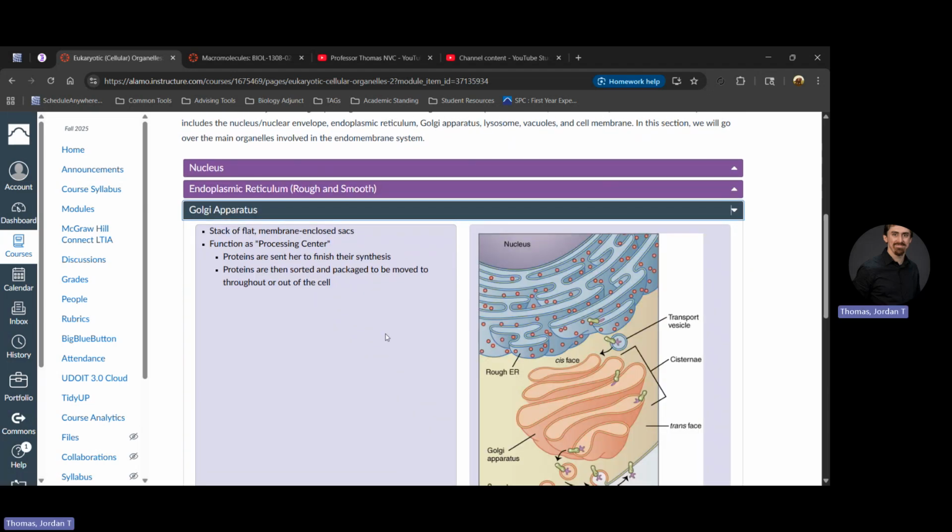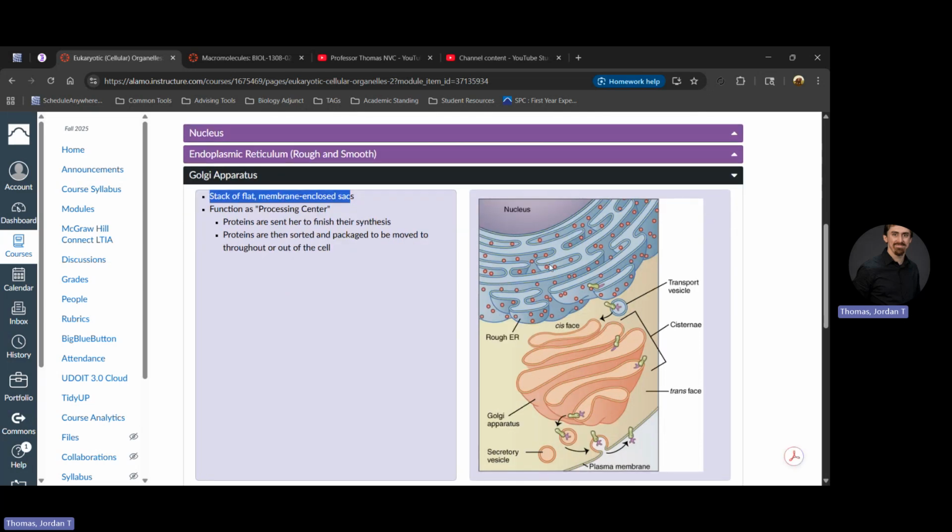The Golgi apparatus is the next one. The Golgi apparatus is a stack of flat membrane enclosed sacs. And you can see here, this is the nucleus. We have the rough endoplasmic reticulum with all these circles being the ribosomes. And we have the Golgi apparatus, this stack of what looks like pancakes within the cell.